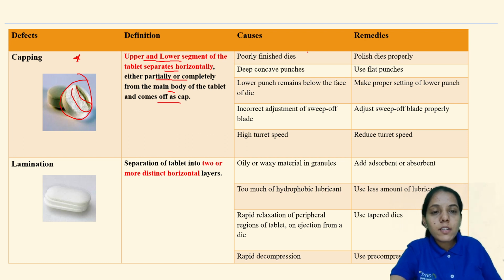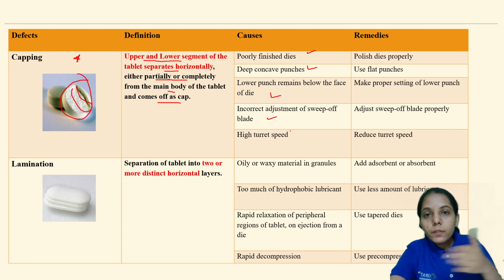So what are the causes? Poorly finished dies, deep concave punches. The lower punch remains below the face of the die. There has to be proper ejection of the punches also. Incorrect adjustment of the sweep off blade. Sweep off means the extra material from the hopper will be swept off using that scraper. So if the adjustment is not correct, or there is high turret speed of the compression machine.